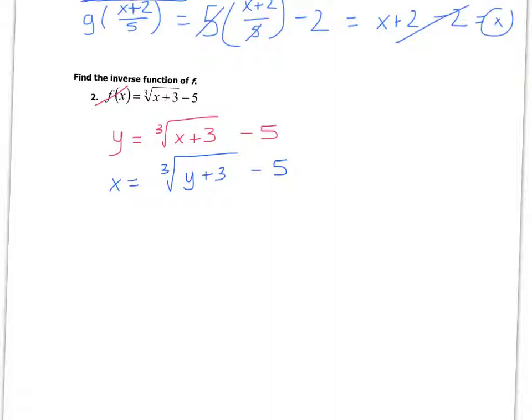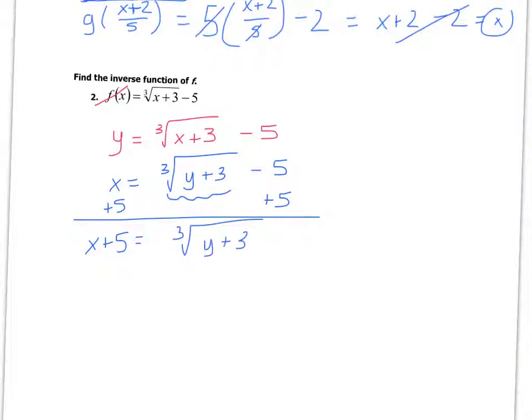Now we want to solve this equation for y. First we need to isolate the cubed root. So I need to add 5 to both sides. This gives me the expression x plus 5 is equal to the cubed root of y plus 3. To undo a cubed root, we need to raise both sides to the third power. So I have the quantity x plus 5 to the third power is equal to just y plus 3. And that's because the cubed root is undone by the cubed power, and you can bring out the inside quantity.